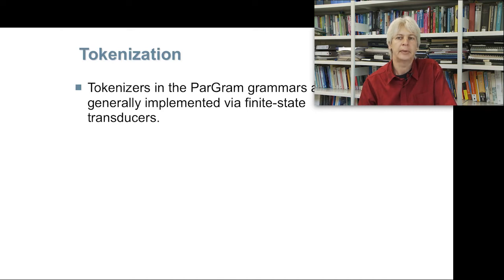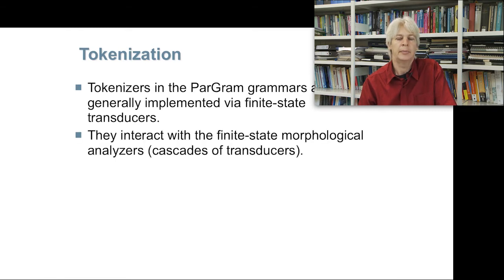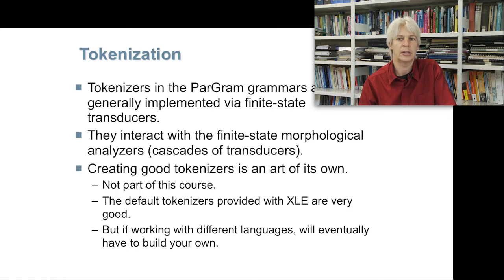Tokenization in ParGram grammars is generally implemented via finite state transducers. And these tokenizers interact with the finite state morphological analyzers so that you eventually have a cascade of transducers. The way it's set up with XLE, it's already all there. You can do much more if you're doing a language of your own, and the documentation is fairly explicit about what you can do and how you can parameterize everything. So I'll refer you to the documentation for that. In fact, creating good tokenizers is an art of its own. We're not going to have time to cover that in this course. I'm not going to cover it.